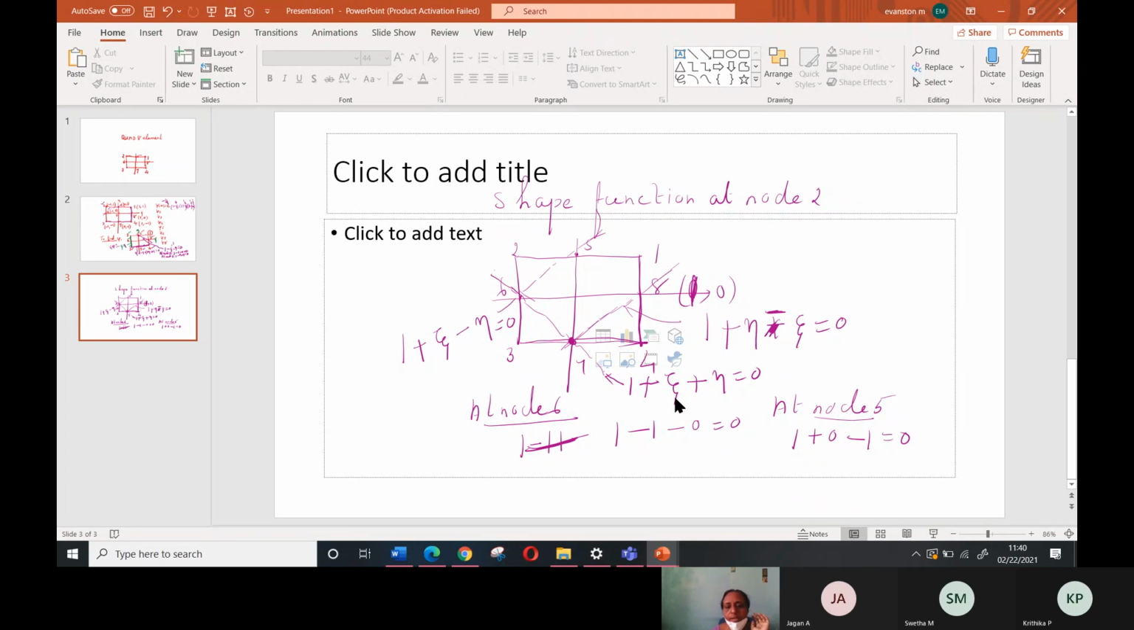So when you substitute here, you will have xi is equal to minus 1 and eta is equal to 0. Xi is equal to 0 and eta is equal to minus 1. So 1 minus 1 is equal to 0. When you substitute here, 6th one, it is 1 minus 1 plus 0 is equal to 0. So these are the lines. Now you will be able to easily formulate the values of all the other nodes. Psi 1, psi 2, psi 3, psi 4, psi 5 up to 8.